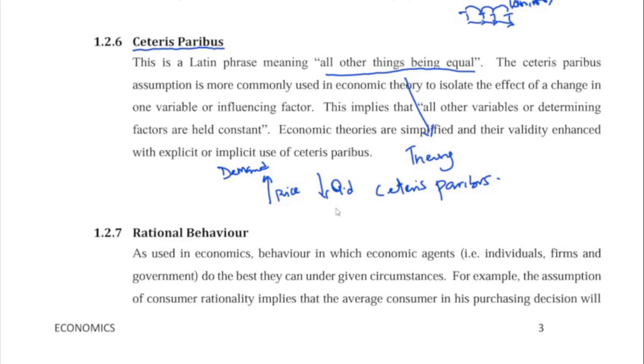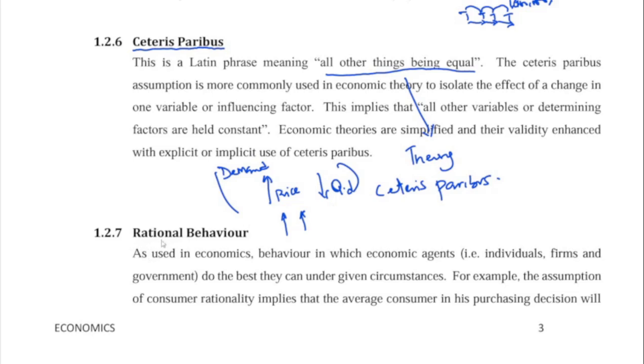For example, in a case of panic buying, the higher the price, the higher the quantity demanded. In the case of inferior goods, the higher the price, the higher the quantity demanded. All of these things could make this not to be true. So in all those cases, economists have to bring a Latin word, which means all other factors being constant, being equal, then this is true. So that's what Ceteris Paribus is for.